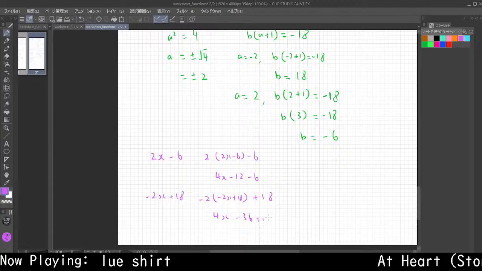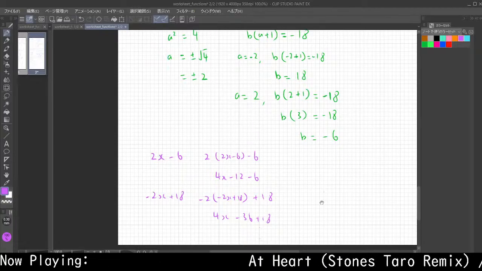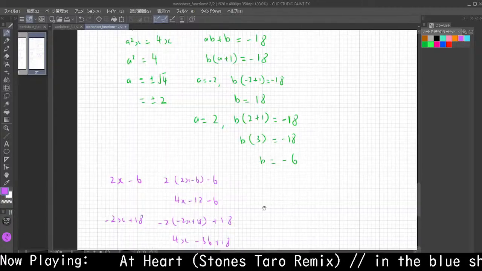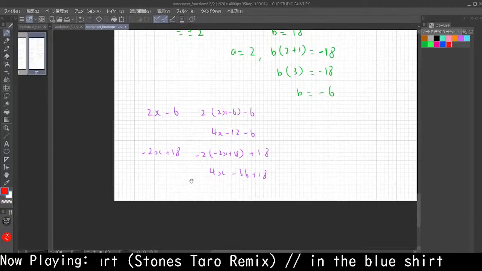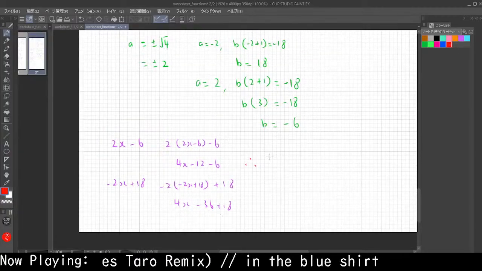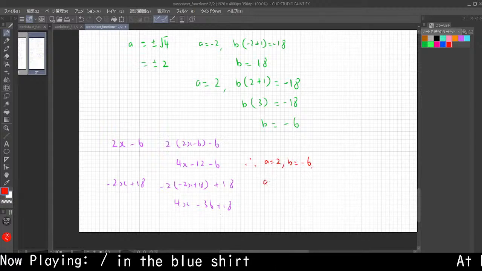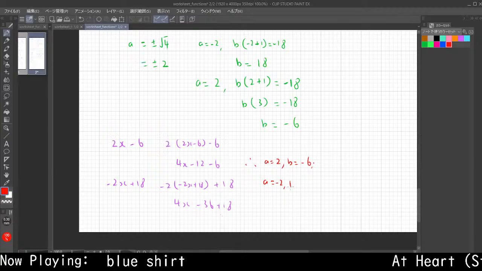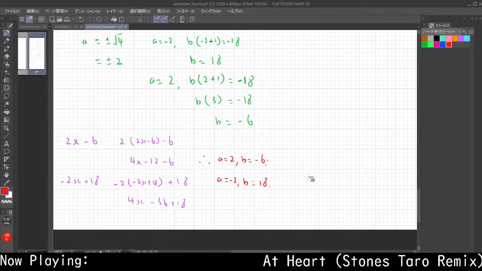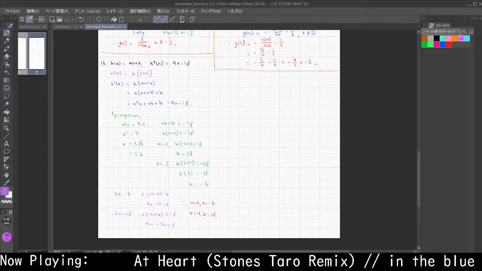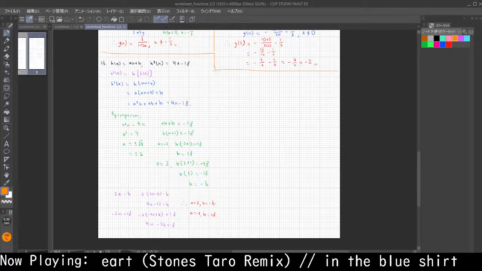Multiply inside. Yeah, both answers work. You can verify this. Both answers work. Therefore, these are the answers. So in the end, you want to write it out. So therefore, when A equals 2, B equals -6. When A equals -2, B equals 18. Okay, there you go. That's the answer for question 13. Longer than expected, a bit more tedious than expected, but it is okay.